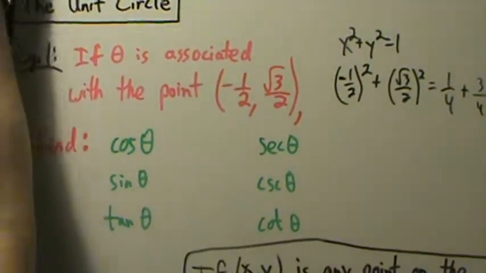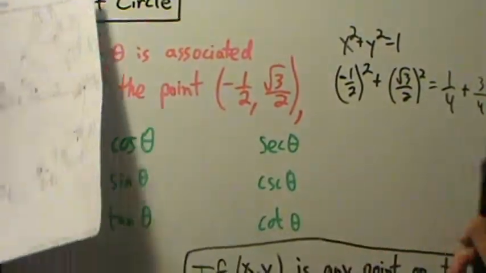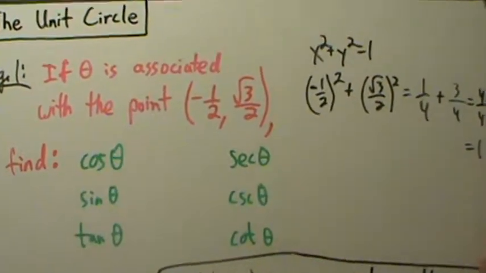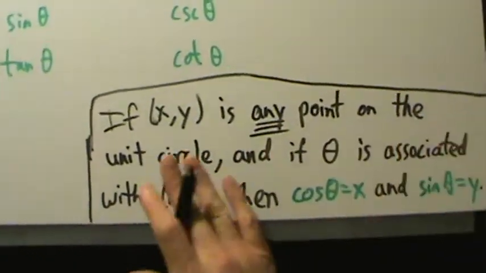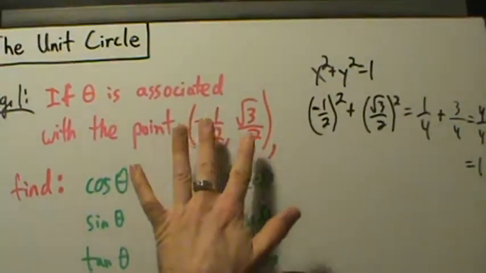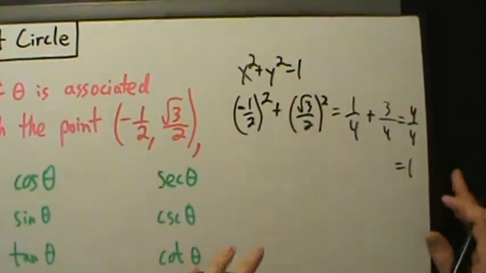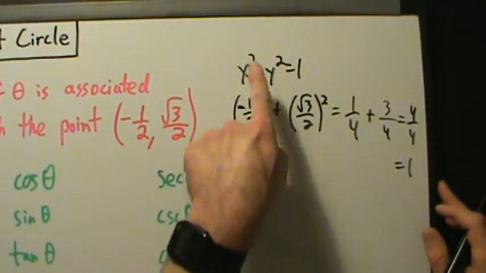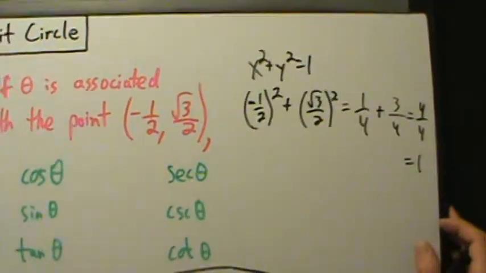Again, we know it was a special point on the unit circle, so we didn't really have to do this, but I want to point out that you should be careful. If you're going to do this directly, make sure you know this is a point on the unit circle, and this is how you check. Plug in the x-coordinate, plug in the y-coordinate, plug them both into this equation, and make sure that you do get 1.